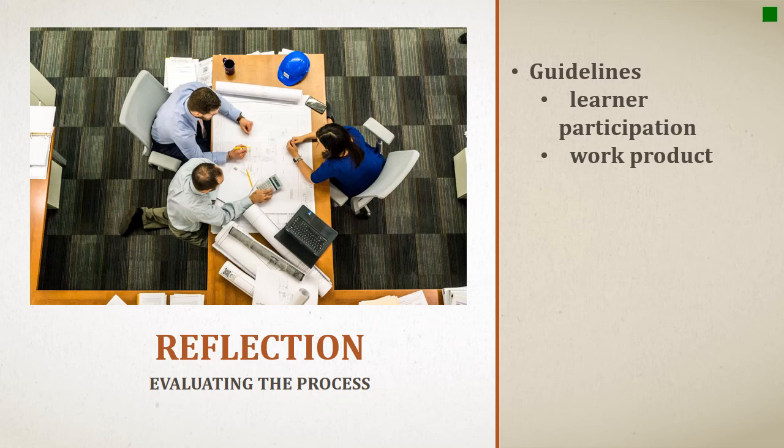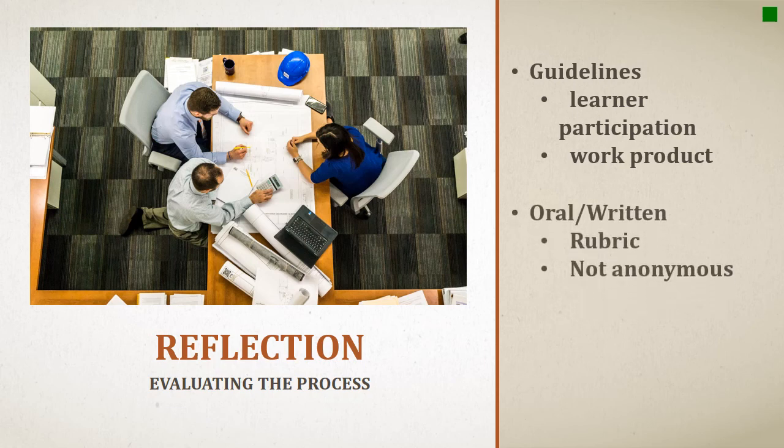It is always a best practice to have guidelines for the learner and how they participate, as well as for the quality of the work product. And the rubric can be in writing, but the actual feedback can be either written or oral. And it's always important to note that usually in these processes, the feedback is not anonymous. So everyone is aware of who's giving who the feedback and on what subject it's being delivered.